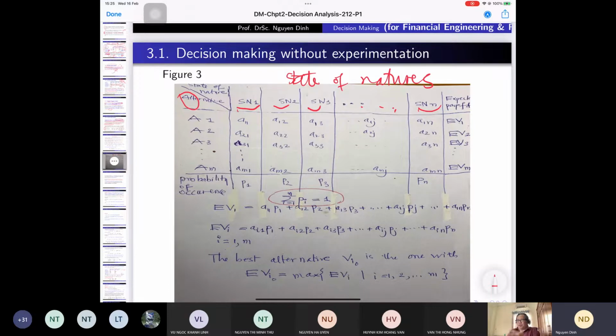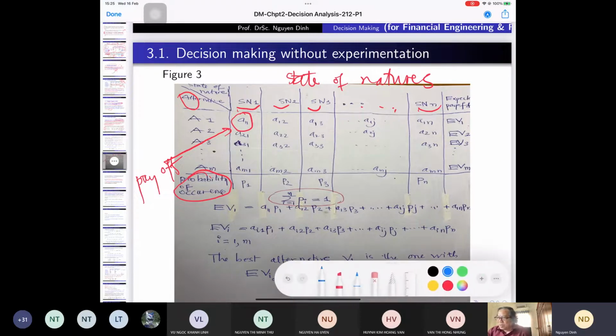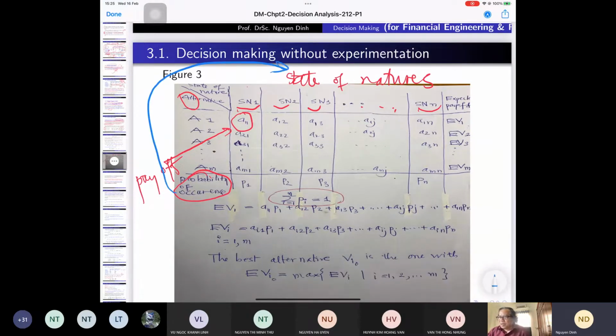So given here is the payoff, like 5,000, minus 2,000, 1,500, 500, something like that in our example. And here is the probability of occurrence. Occurrence of what? Occurrence of the state of nature. For state of nature 1, the probability is P1.